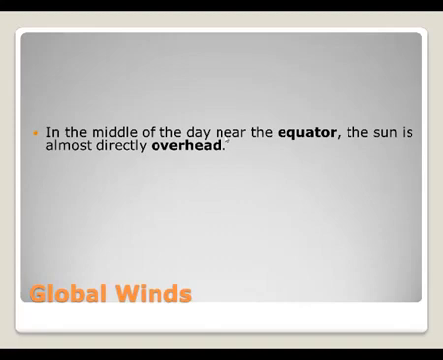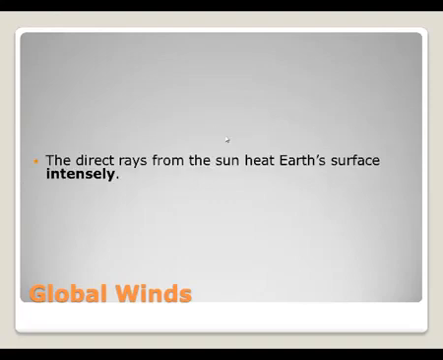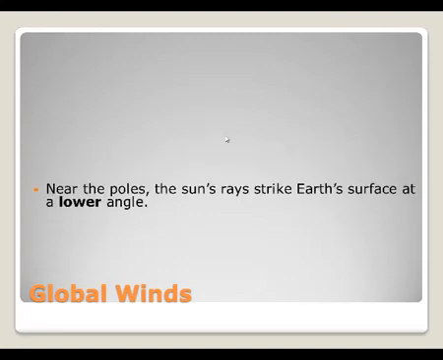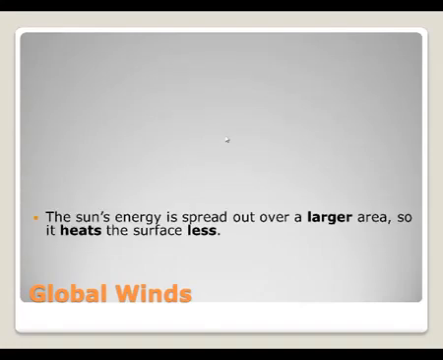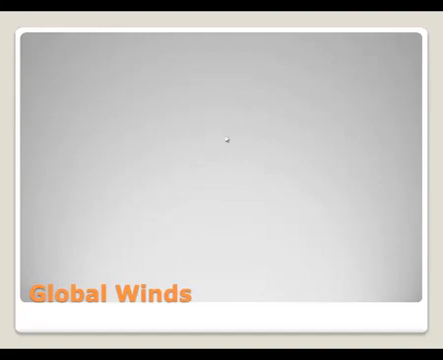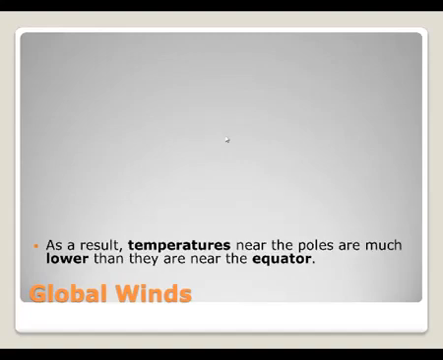In the middle of the day near the equator, the sun is almost directly overhead. Those direct rays from the sun heat the Earth's surface intensely. So we get a lot more heat production at the equator when the sun is directly overhead. Near the poles, the sun's rays strike Earth at a much lower angle. Therefore, the sun's energy is spread out over a much larger area. And therefore, it heats the Earth's surface less. As a result, temperatures near the poles are much colder than they are near the equator.